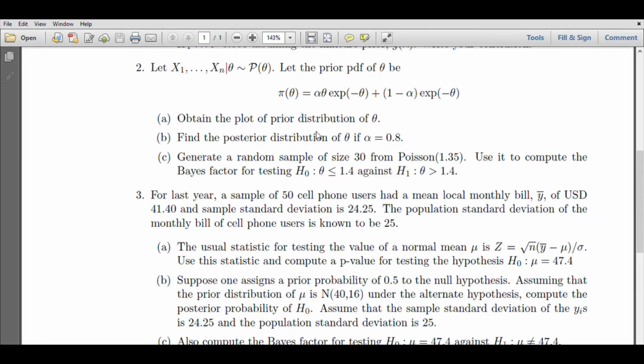Hello students, I have shared the practical sheet on Bayes factor earlier. So let us consider solutions to the different questions in the practical sheet.